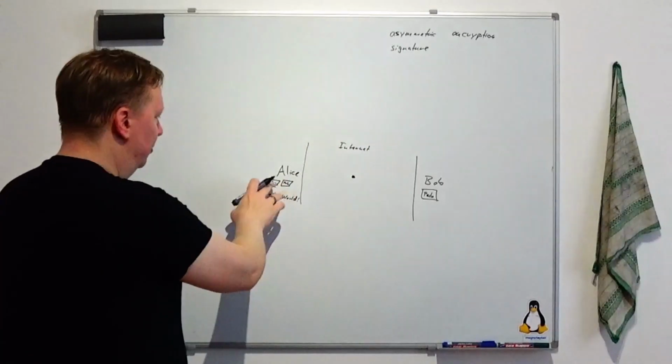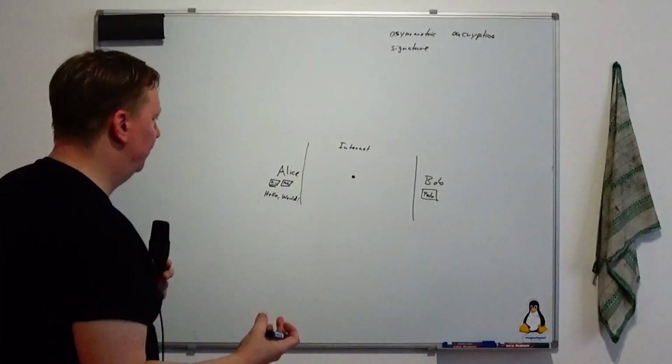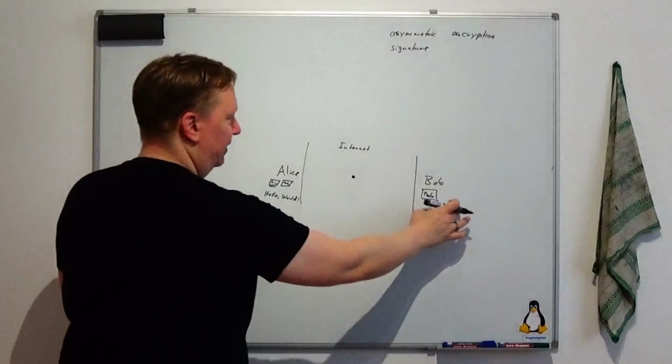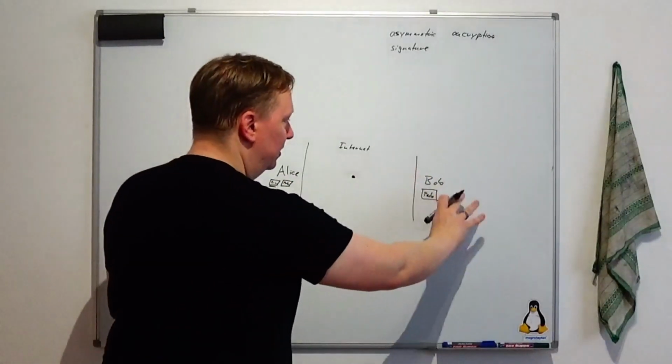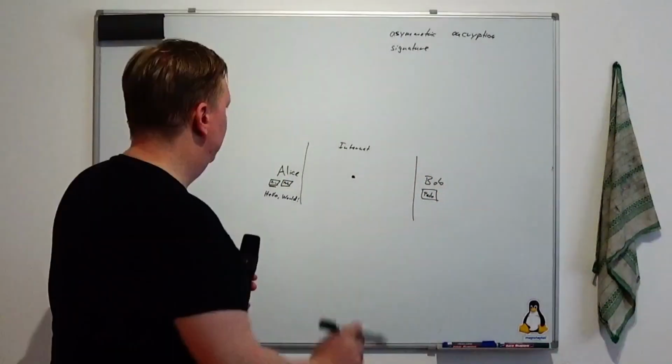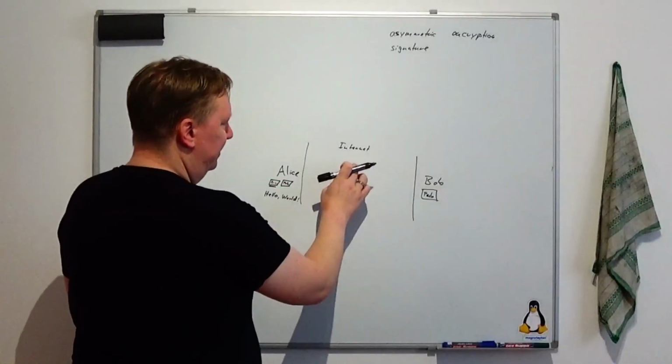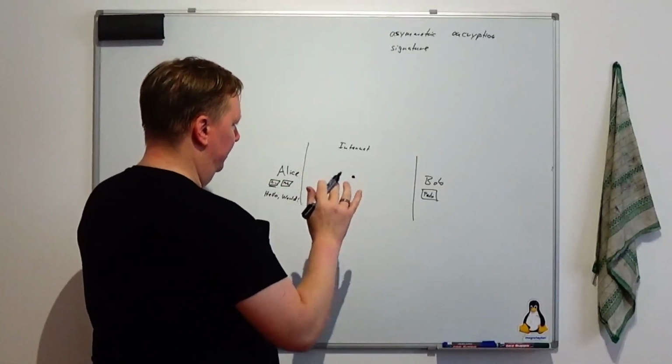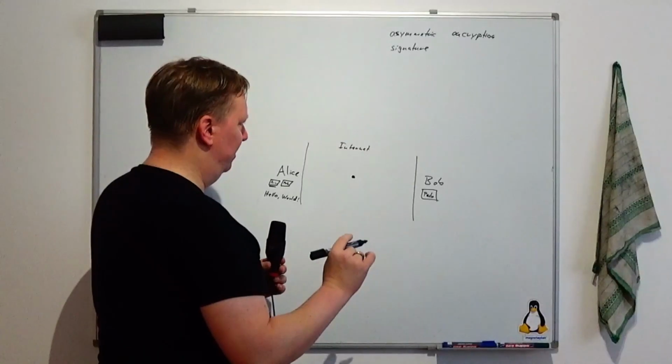Okay, by using her private key, Alice can prove that this text came from her unaltered. But there is still the problem that someone could be in between, a so-called man in the middle.